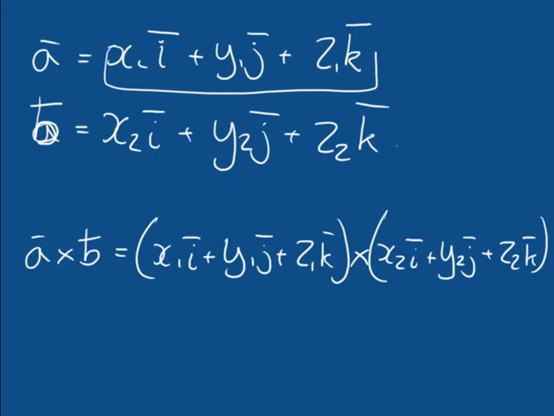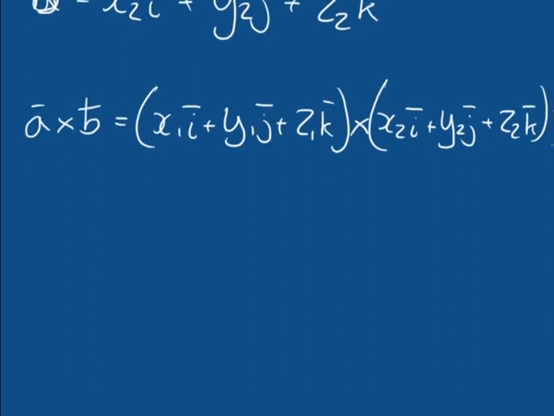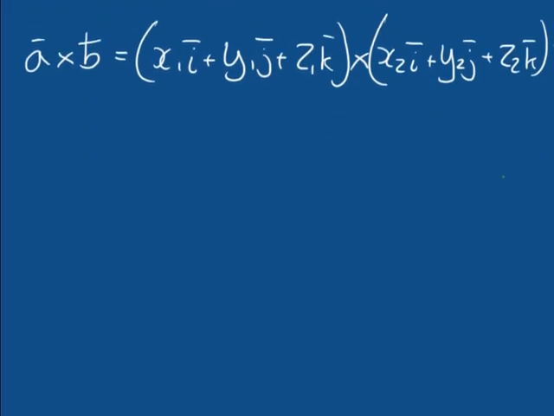This is a very similar approach to the one we took when we were finding the component version of the dot product. The only difference is we're now finding the cross product of these two vectors, not the dot product. So just like we did in our dot product video, we're actually going to expand this. If we expand this, the first thing we get is this term crossed with this term, this term crossed with this term, and this term crossed with this term.